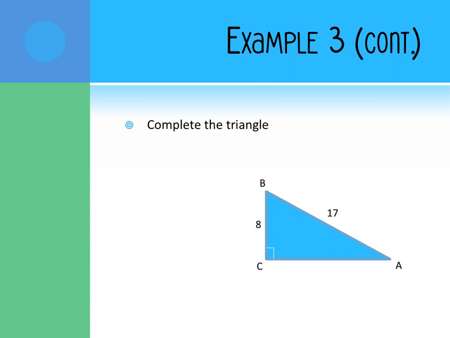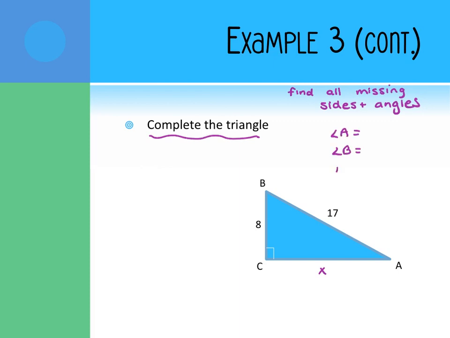Okay, example 3 continued, just says complete the triangle. When you see the words complete the triangle, it means find all the missing sides and all the missing angles. So according to my diagram, I'm missing one side here. We can call this side X. And I'm missing angle A. And I'm missing angle B.